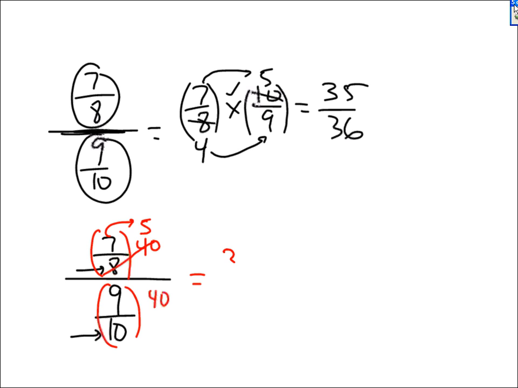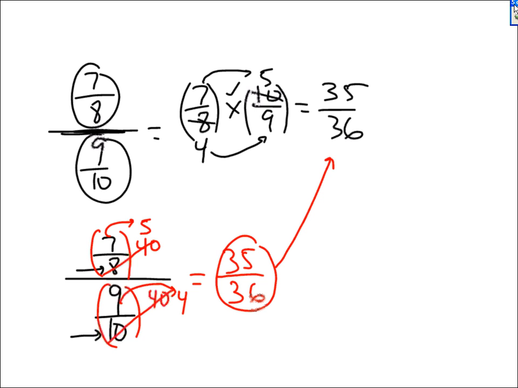7 times 5 is 35. And 10 goes into 40 4 times. And 9 times 4 is 36. And we got the same answer. And I didn't have to reduce. I just, boom, there's the answer. It's not a bad way of dividing two fractions.